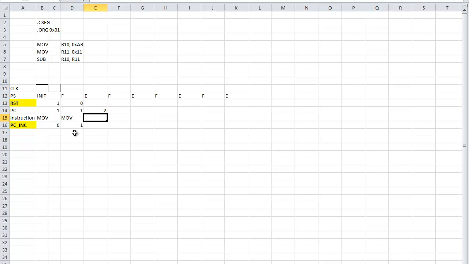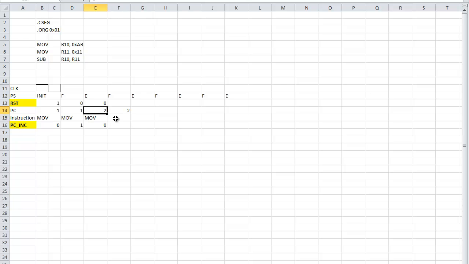My instruction is still going to be the instruction at the address of the previous cycle because it still has the instruction from that address, and my reset is still a 0. And in the execute state of a move, I'm not going to increment the PC because I incremented it in the fetch. So when I want to do the next instruction, the next fetch, because I didn't increment the PC, my PC is going to stay the same. Now I'm going to fetch the instruction at the address 2.